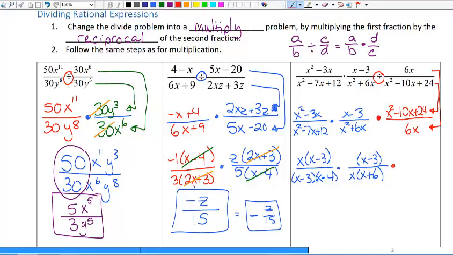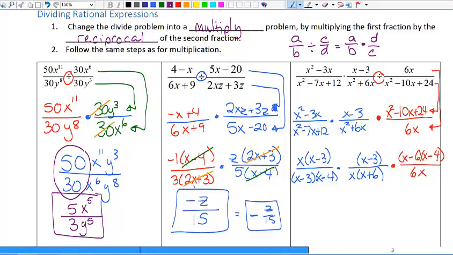On the third fraction, my numerator now has an easy trinomial, so I'm looking for 2 numbers that multiply to positive 24 and add to negative 10. Because the 24 is positive, I know my signs are the same, and because the 10 is negative, I know they must both be negative. And the 2 numbers there are 6 and 4. And then the denominator 6x is already factored.